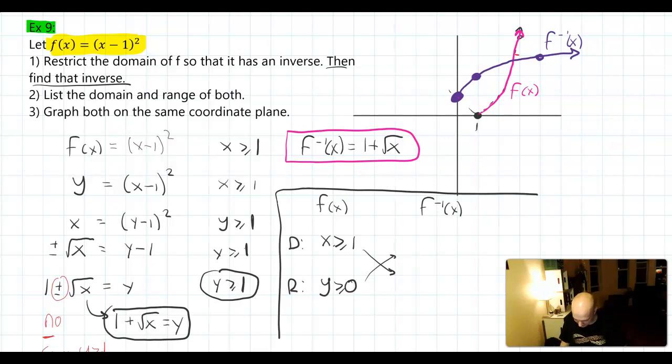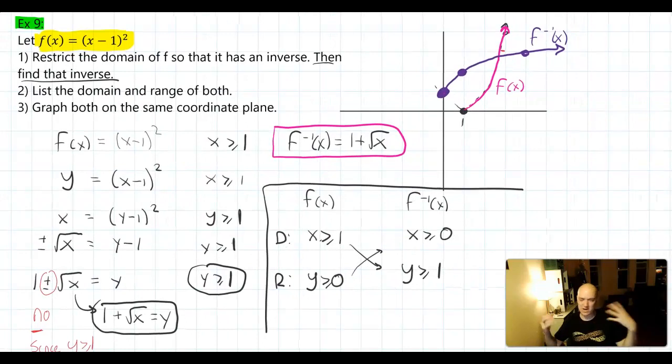Looking at the graph, I can see that the domain is x greater than or equal to 0, which is exactly the range of f. And I can see that y is greater than or equal to 1, which was exactly the domain of f. And that's how you kind of bring all this together in one go, right? We've restricted the domain, we solved for an inverse, we graphed them both, we found the domains and ranges of each of the results.